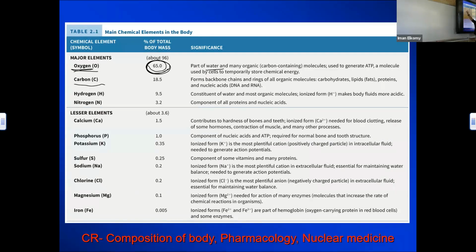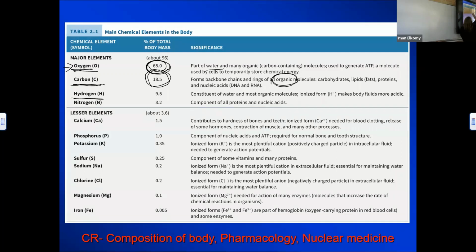Carbon, 18%. You don't need to memorize these numbers. Again, this is just a wow moment. You do probably need to know what the most abundant element in our bodies is, and that would be oxygen, right? Carbon is going to give us all of our organic compounds. That's over here, organic compounds. That's the good stuff.